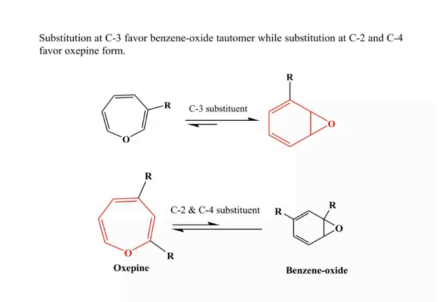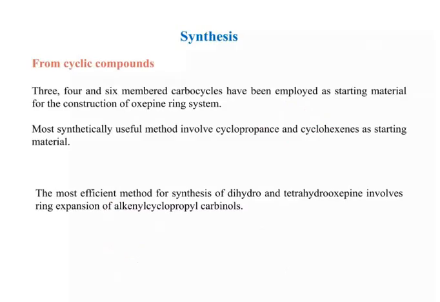Substitution at C3 favors benzene oxide tautomers, while substitution at carbon 2 and carbon 4 favors the oxepine form. So this is also a very important point. You should note it down. You can see the conversion to benzene oxide if there is substitution at C3, which is more favorable than carbon 2 and carbon 4 substitution of oxepine. Now synthesis.